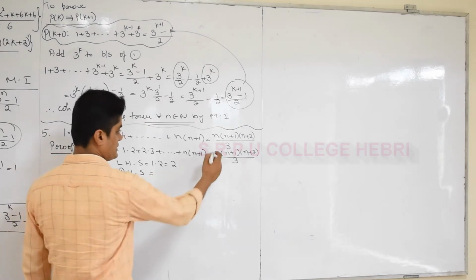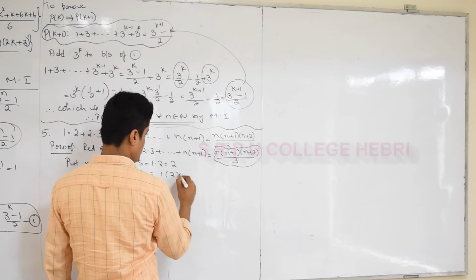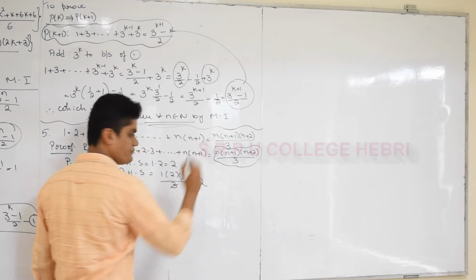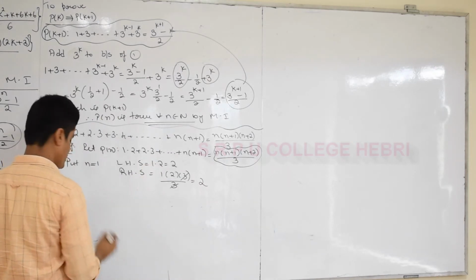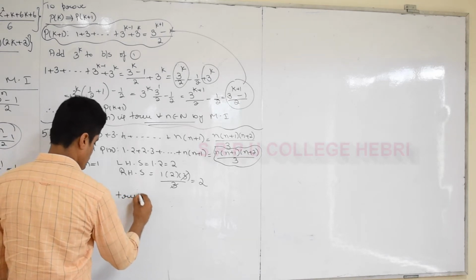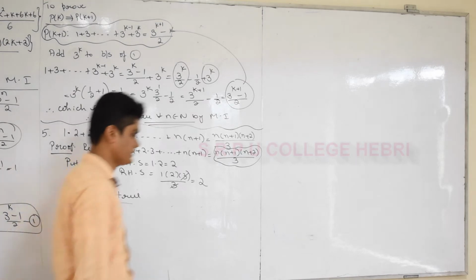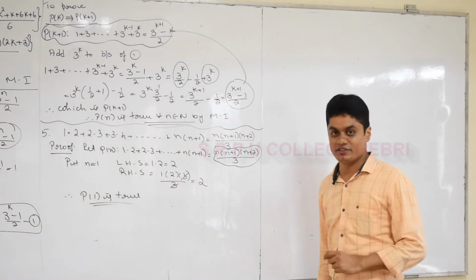What is RHS? Substitute in the expression: 1 into 2 into 3 divided by 3. The 3s cancel. What is remaining? 2. So what is the conclusion? LHS is 2, RHS is 2. Therefore, P of 1 is true. Understood? Very good.